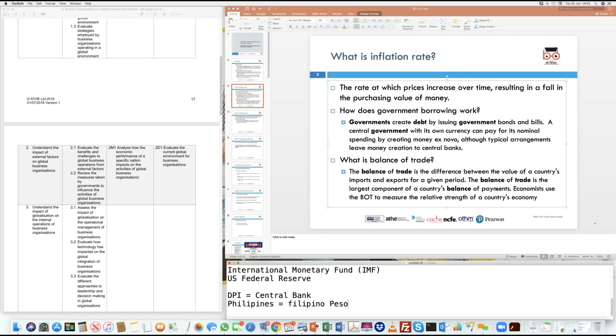Okay, let's look at what is balance of trade. Balance of trade is the difference between a country's imports and exports for a given period. An example would be that in 2018, the UK imported goods worth 2.6 billion pounds. But if you look at the exports, UK exports in 2018 were 1.5 billion pounds.